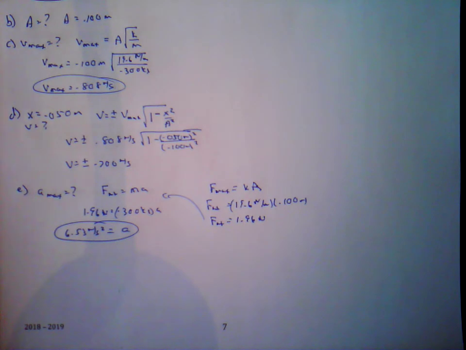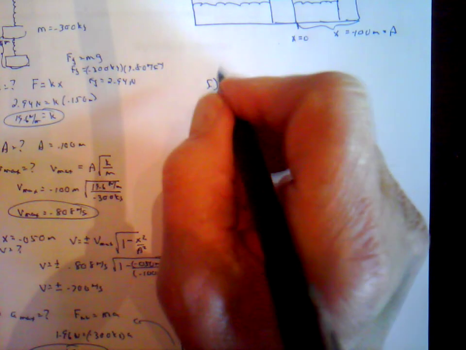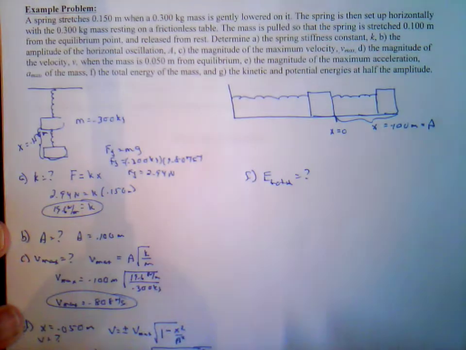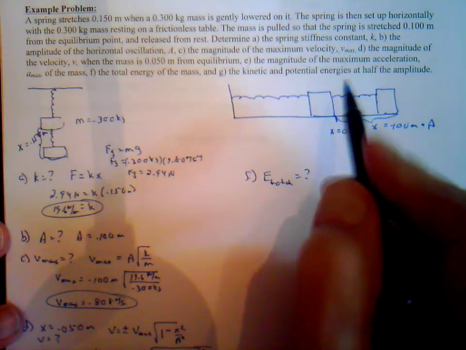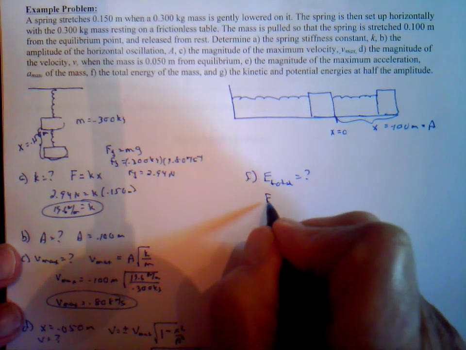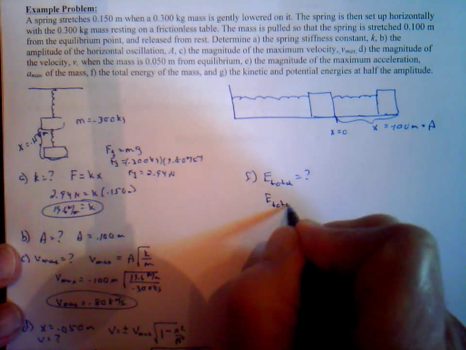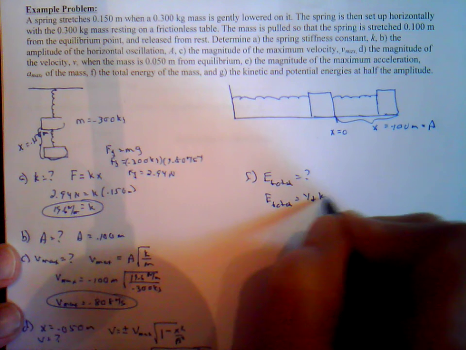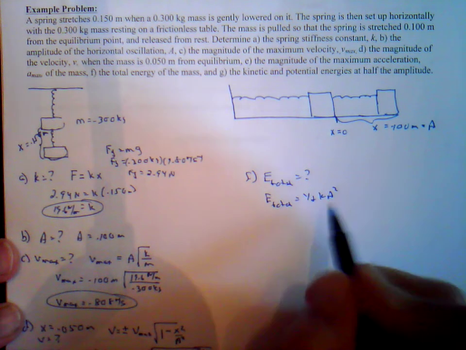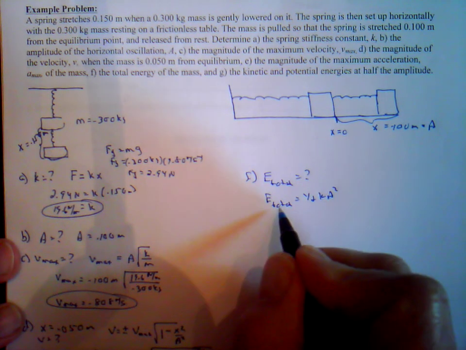All right, let's continue on. Let's go to F, the total energy of the mass. Remember, the energy of this system is the same no matter where you are. We can actually determine the total energy a couple different ways. We can determine the total energy by its maximum displacement: it equals 1/2 K a squared. Because we know the amplitude, we know K. That's the total energy.